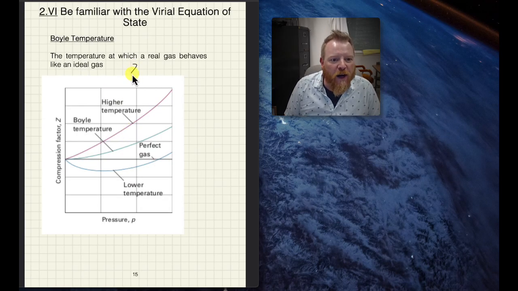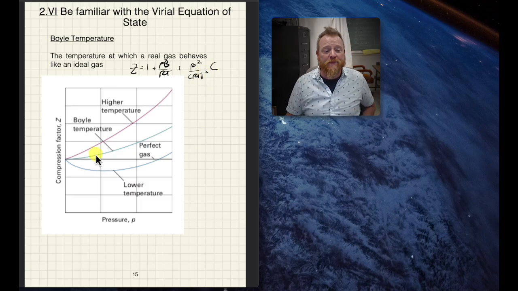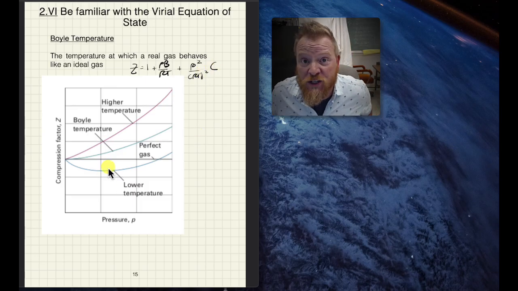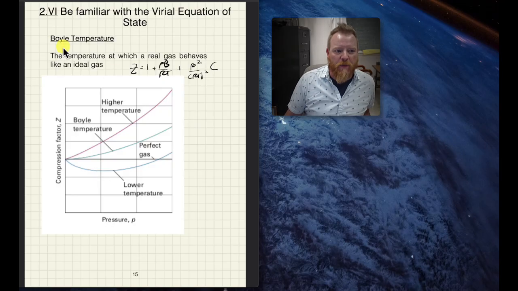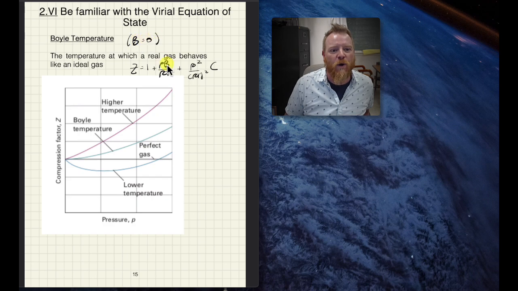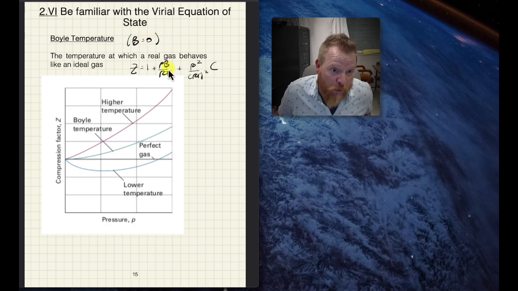So recall the equation was Z equals 1 plus B, and I'm going to write this with respect to pressure, P times B over RT plus P squared over RT squared times C. And that's what this equation looks like. So remember, once again, the Boyle temperature, the temperature at which a real gas behaves like an ideal gas, is achieved when this B constant equals 0.